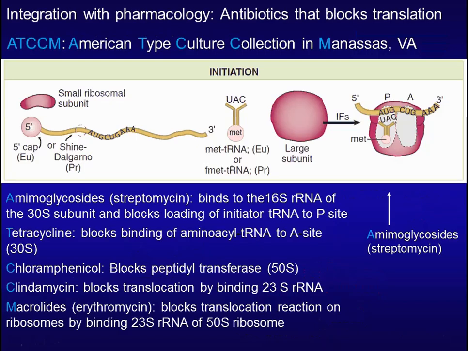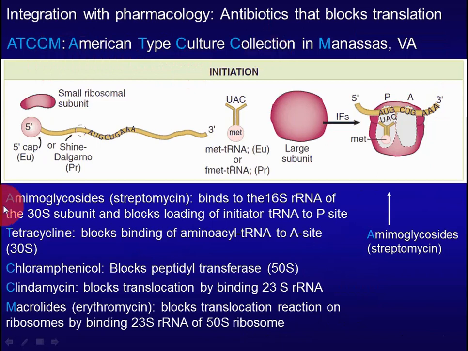Here is integration with pharmacology. A group of antibiotics block translation at various steps. These antibiotics can be summarized in one mnemonic, ATCCM. It represents American Type Culture Collection in Manassas, Virginia. This is a very popular cell collection center.